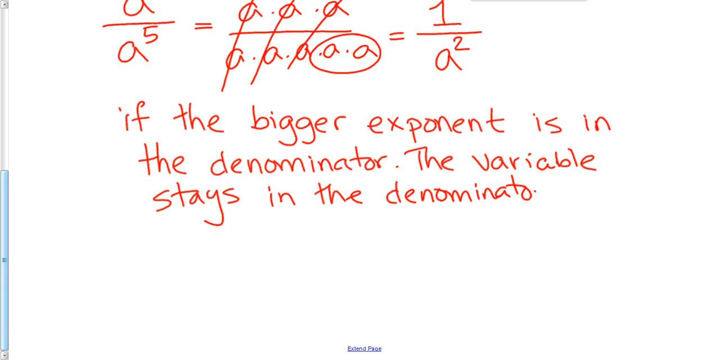So be very careful with that. Pay attention to where the bigger variable is. Let's look at an example.